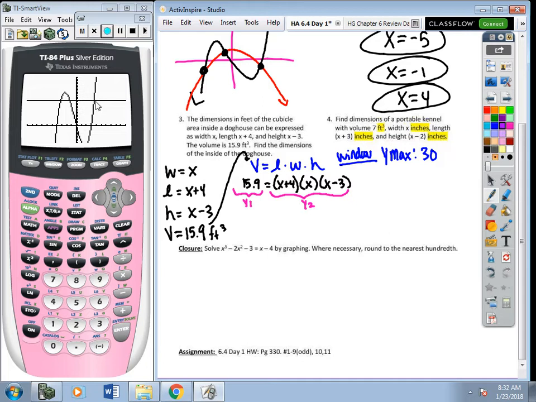Now, the majority of the time, the final answer is going to be the positive value. But you have to be careful because if these were all x, x plus something, you can have a negative value of x because when you sub it in, it's still going to get you positive length, width, and height. So really, you should find all 3.